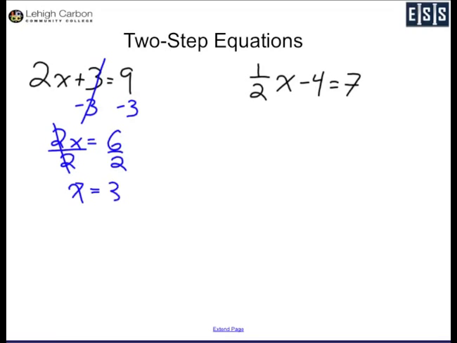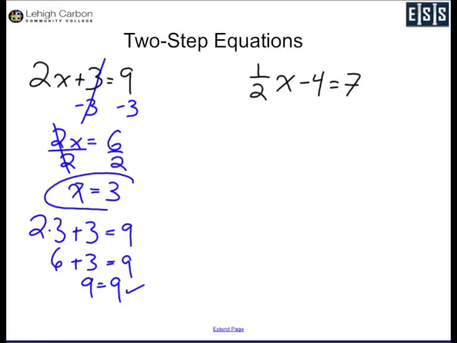X equals 3. And I can check that 2 times 3 plus 3 equals 9. 2 times 3 is 6 plus 3 equals 9. 9 equals 9. That worked. This is, in fact, my answer. It's always a good idea to check your answer and make sure that it does work.